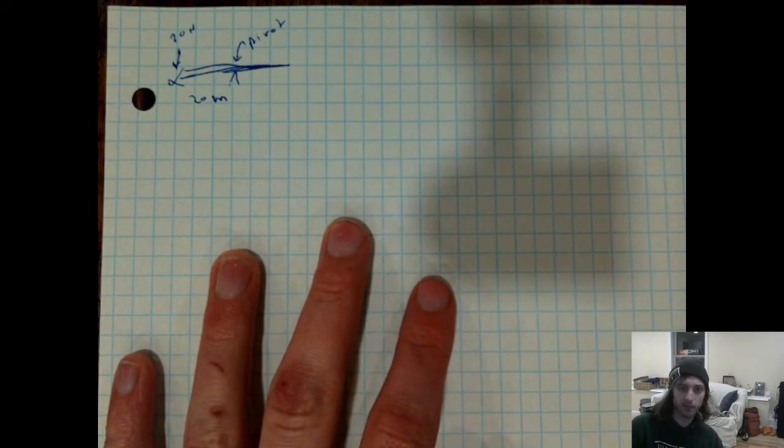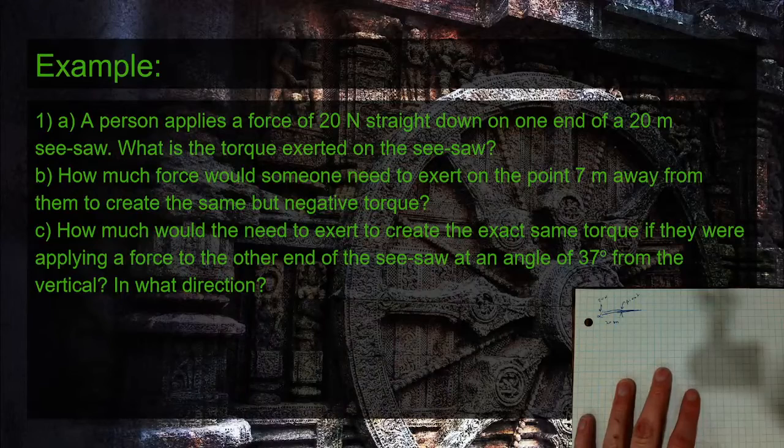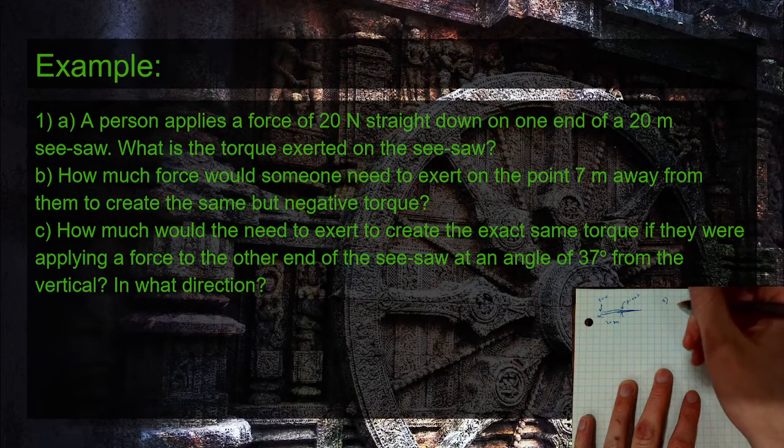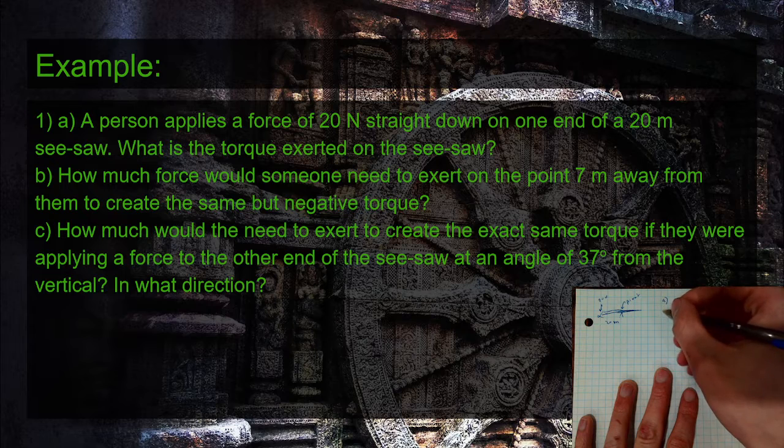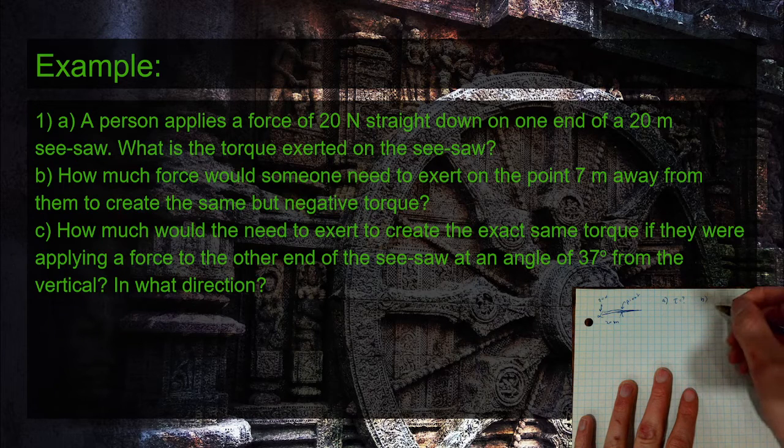I should actually make sure I'm paying attention to what the questions are actually asking. So for part A, it's what's the torque? For part B, it's the force at 7 meters away. I don't know why I didn't make these numbers work out well, but I didn't.